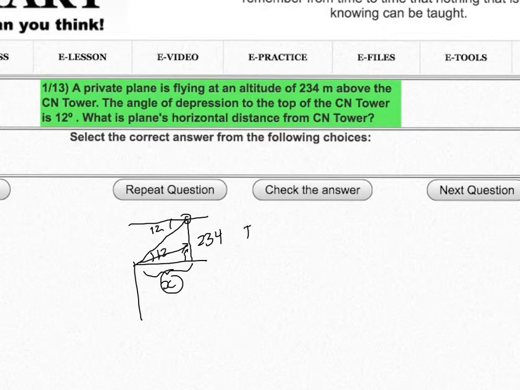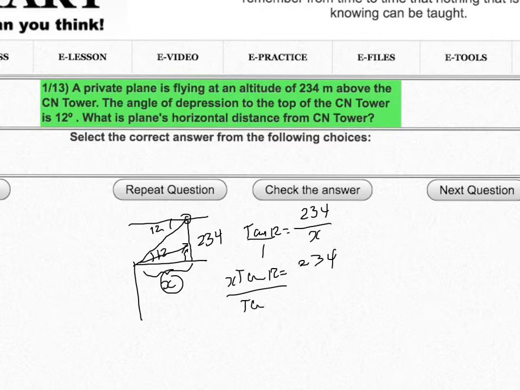So I can write tan 12 is equal to 234 divided by x. If I crisscross, remember this is over denominator 1, I'm going to get x tan 12 is equal to 234, so x is 234 divided by tan 12, which is going to be approximately how much? 1,100.88, right? Yes. So everybody okay?